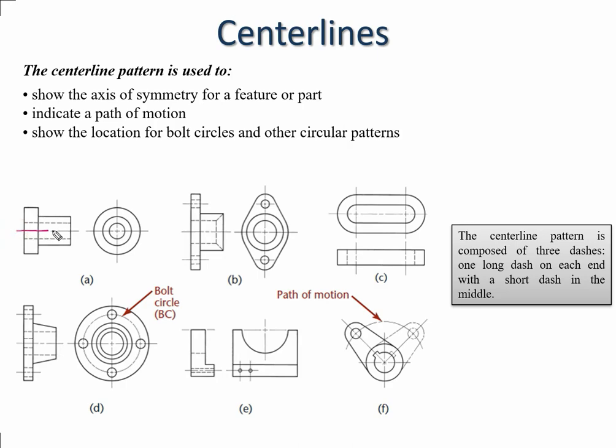Center lines, as you see here, are used to indicate the axis of a cylindrical shape. And here it is the center of a circle, axis, center, axis, and so on. They could be used also to show the path of motion. As you see, these are phantom lines, and this is a path of motion. Or we can say that for the center of this circle and this circle, we can use a center line also.